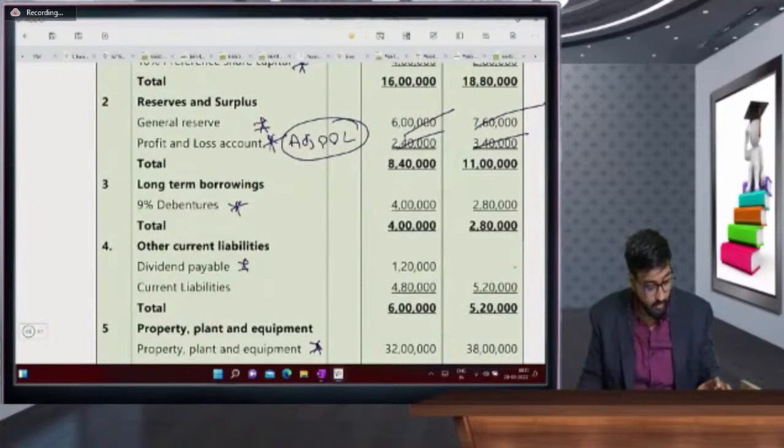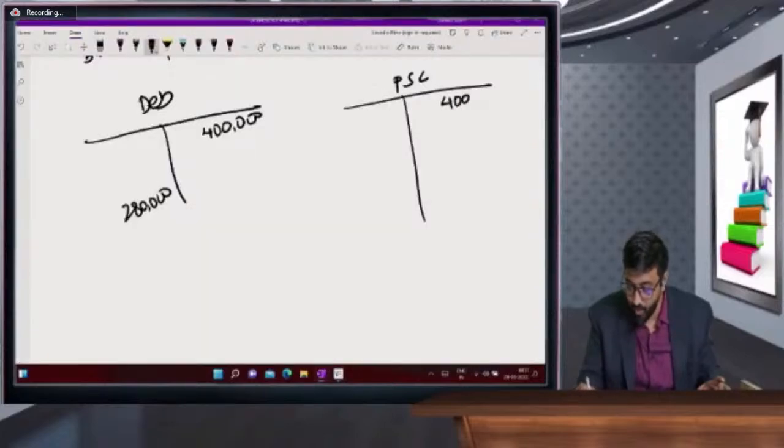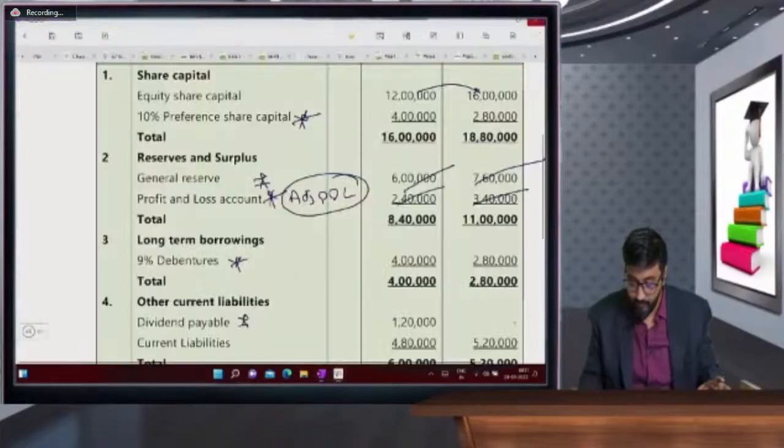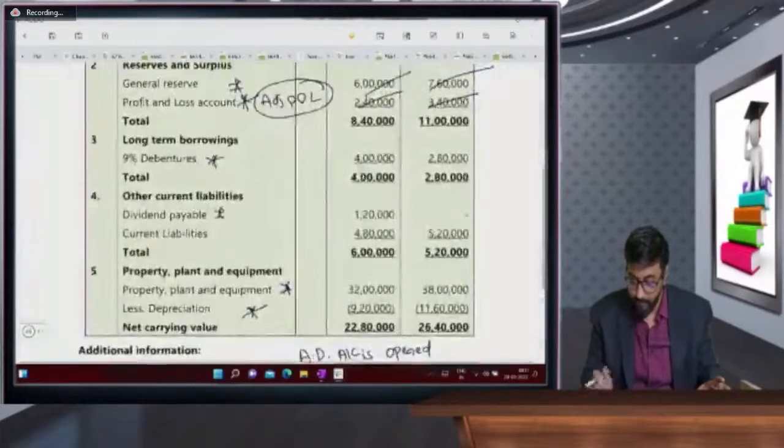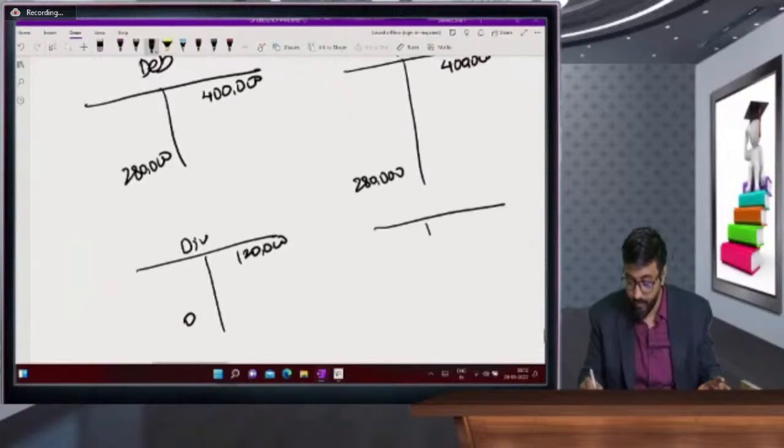Beta Rashwin Kumar, batch 5 with Sanket sir is your answer. Profit and loss account and general reserve is done. Yes, 4 lakhs and 2,80,000. Preference share capital also 4 lakhs and 2,80,000. Dividend account 1,20,000 and 0. Credit plus debit minus.